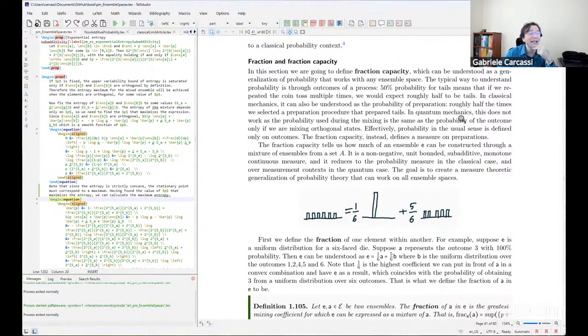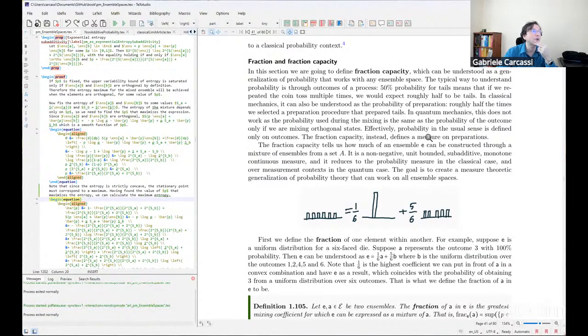Okay, in quantum mechanics, and this is why quantum mechanics is confusing, this does not work, as the probability used during mixing is the same as the probability of the outcome only if we are mixing orthogonal states. So if you take two non-orthogonal states and you mix them, so you make 50% spin up and 50% spin left, and then you go and measure spin up, you are not going to get spin up 50% of the time. You're going to get spin up more than 50% of the time. So the probability of preparation is not the same as the probability of the outcome.